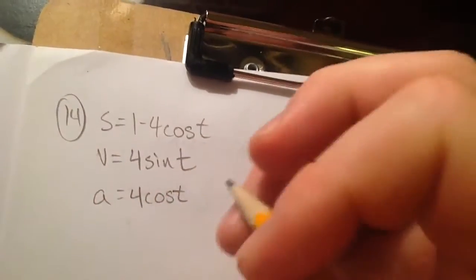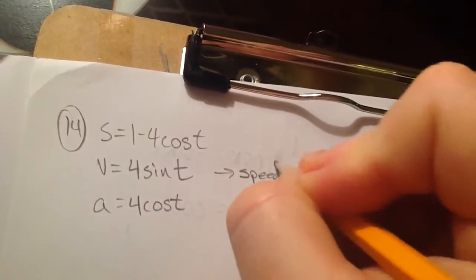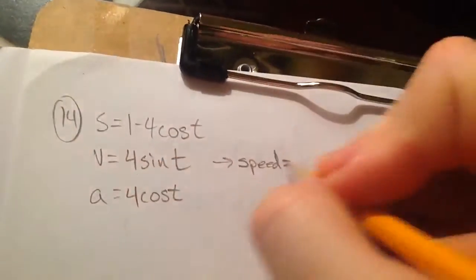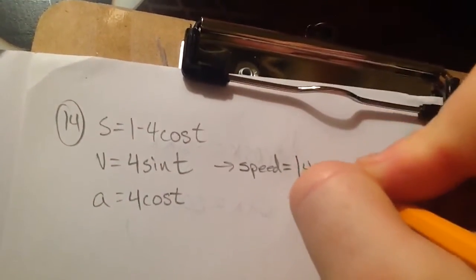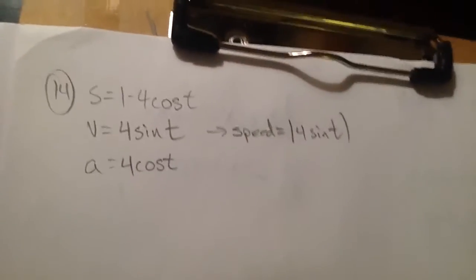And then the speed one, well, you should know speed and velocity are related. Speed is just the absolute value of velocity because it doesn't matter what direction it's going. So when it wants the equation for speed, it would just be the absolute value of 4 sine t. Same thing as that one, just absolute value of it.